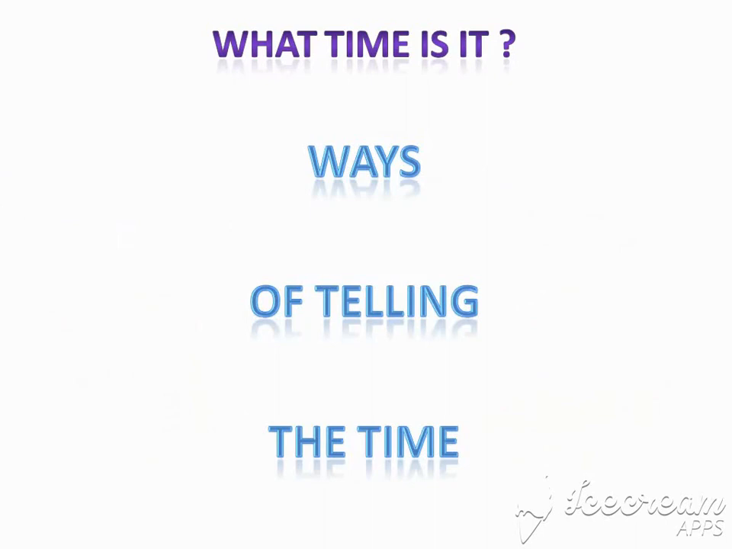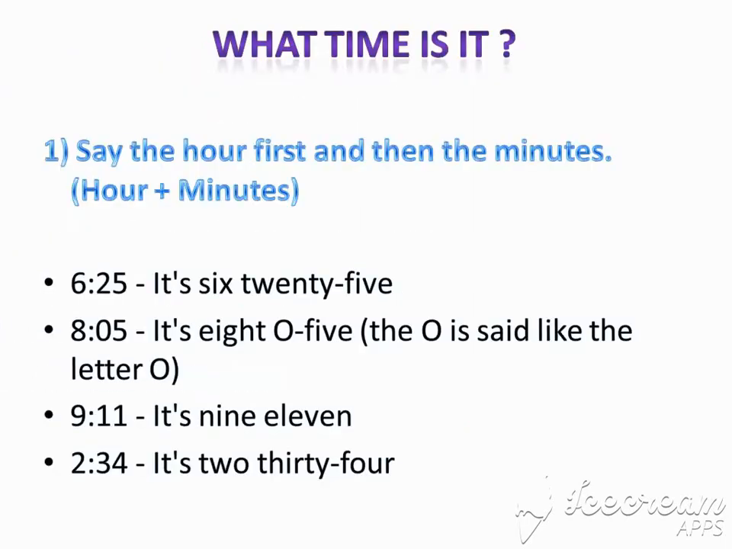There are different ways of telling the time. The first one: we can say the hour first and then the minutes. That is to say, hour first plus minutes. Examples: it's 6:25. It's 8:05. It's 9:11. It's 2:34.